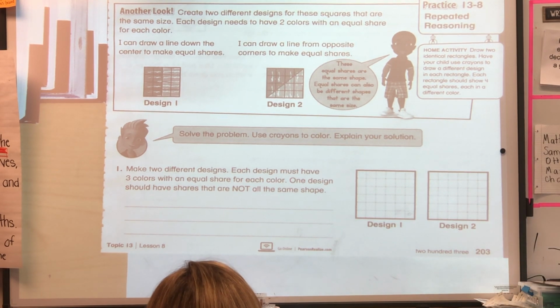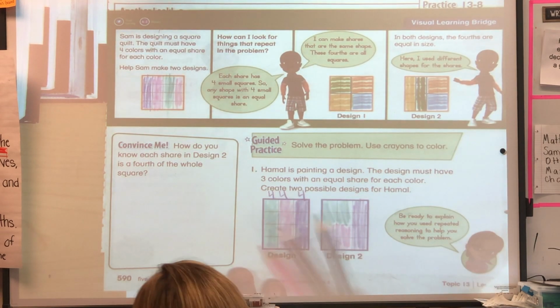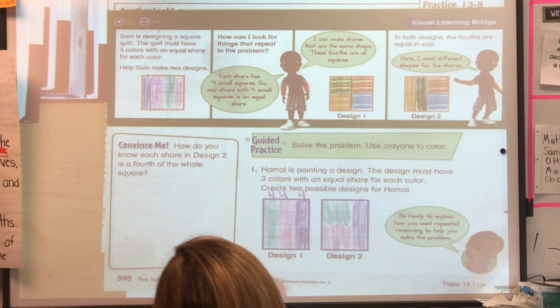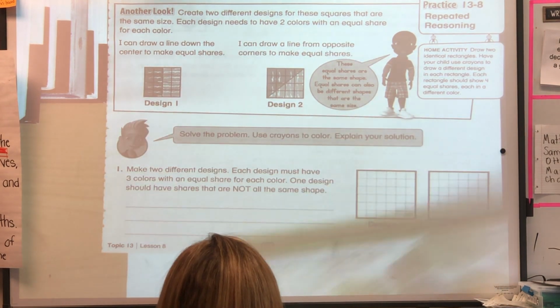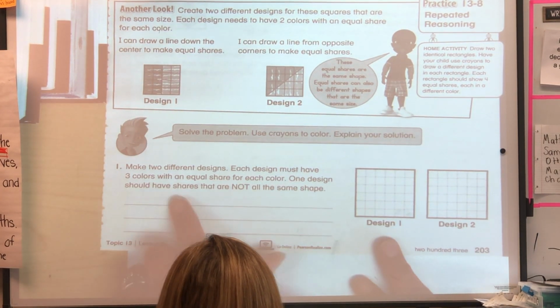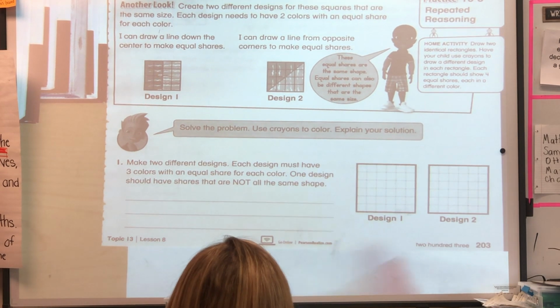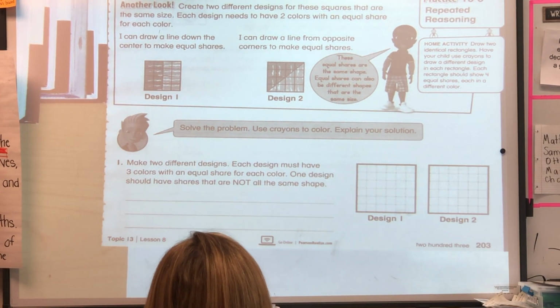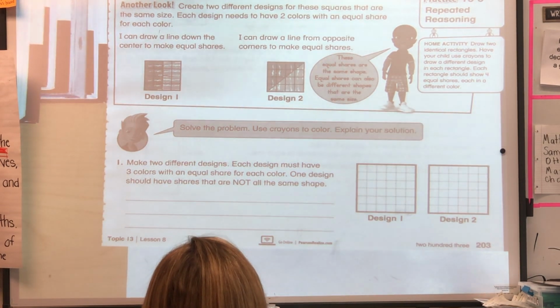So that means, if I look here, these are all the same shape, correct? Yes. Not the same shape, correct? Right. So this one says, draw shares that are not all the same shape in one of the designs. One can have the same shape and the other one's got to have 2 different variations. So let's take a look.